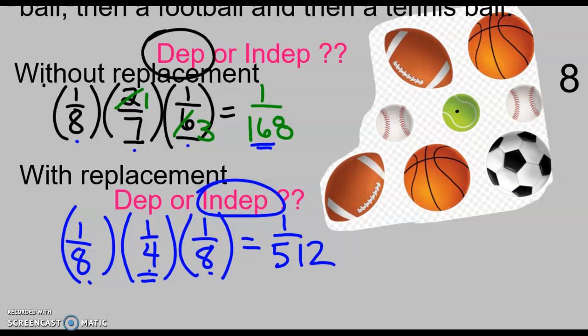Right? If you don't put it back, you end up with dependent events because it changes what's left for the next time. If you do put them back, you're independent events. You're back to the original same possible outcomes the next time you do it.